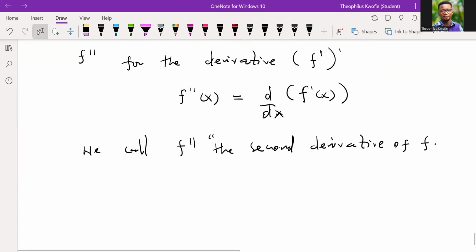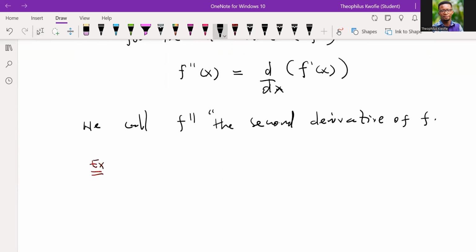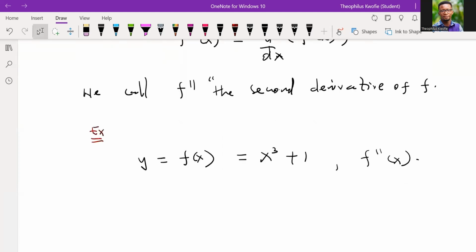So let's take some few examples. For example, if I give you something like this and I ask you to find f prime prime of x, what then becomes the result? For us to find the f prime prime, or what we call the second derivative of f, first we have to find the first derivative. So the first thing is to find the first derivative, which becomes your y prime or your f prime of x.